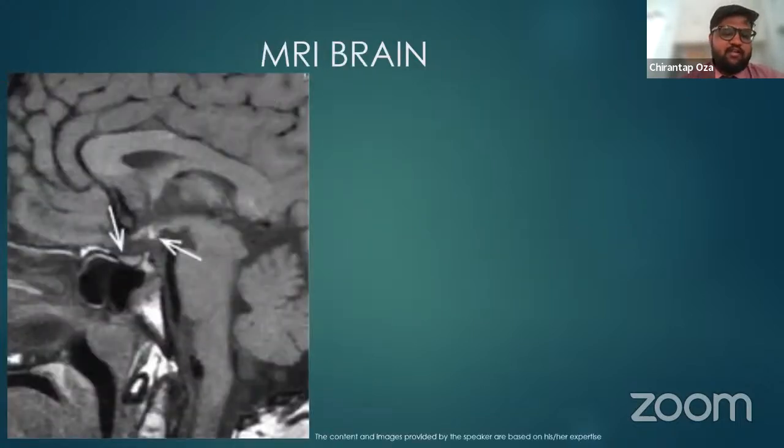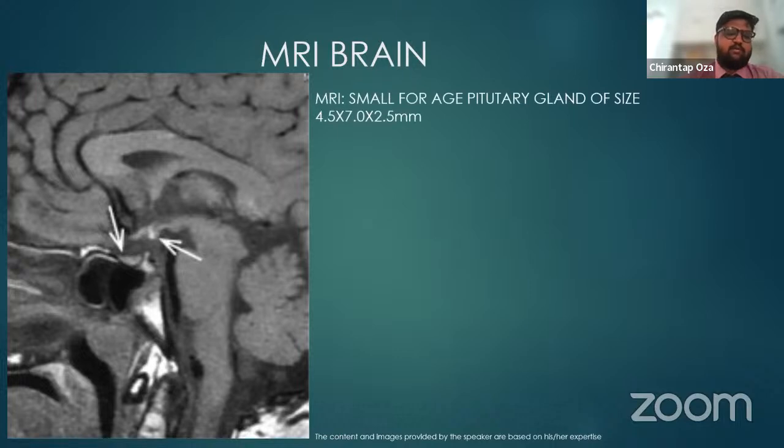So the child failed the growth hormone stimulation test, and thus an MRI of brain was performed. And as you can see by the two arrows, the first arrow is pointing at the hypoplastic anterior pituitary, and the second arrow is pointing at ectopic posterior pituitary.